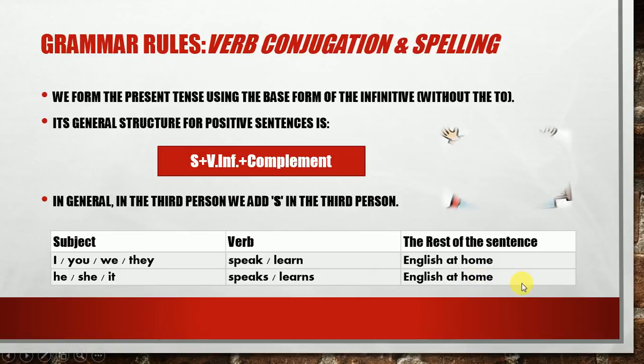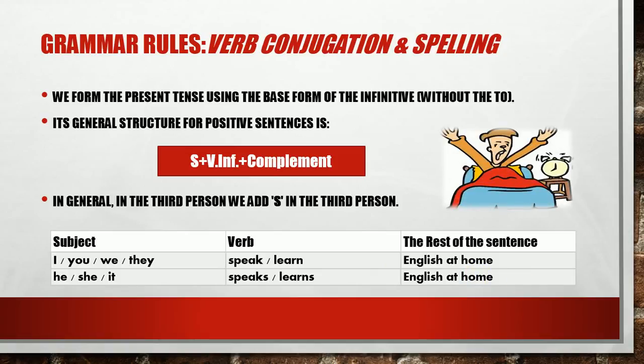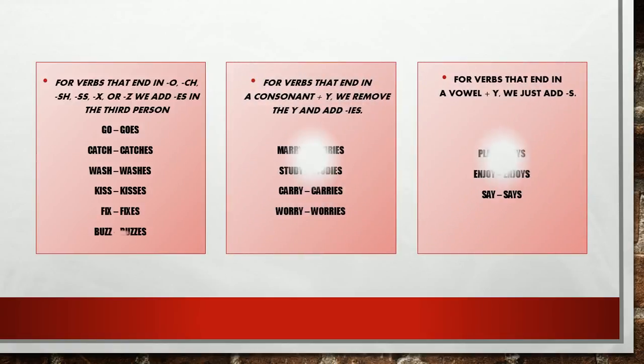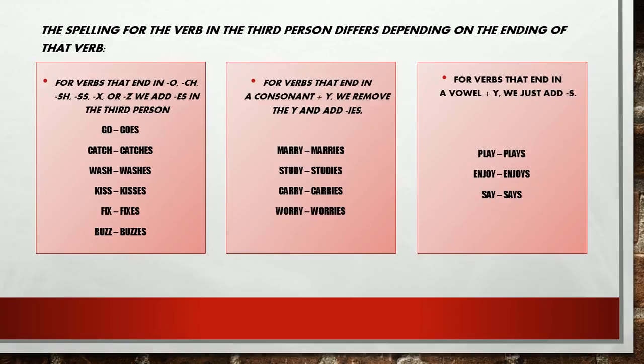Okay, let's continue. Here is a picture of an activity that we do every day. We wake up. So, for example, I wake up every morning at 8 a.m. or things like that. Here we have other examples I'm going to show you. The spelling for the verb in the third person differs depending on the ending of that verb.